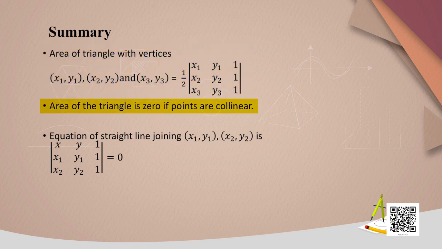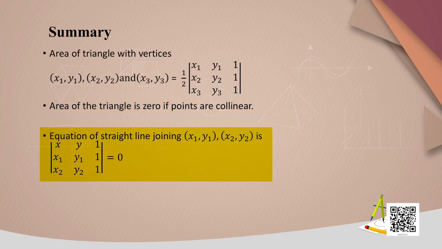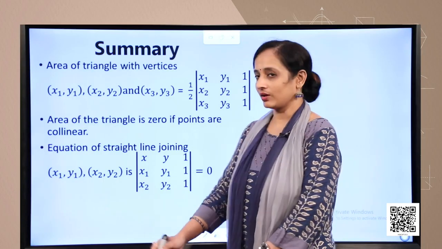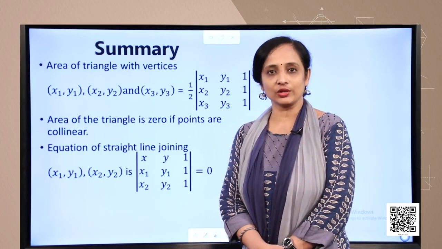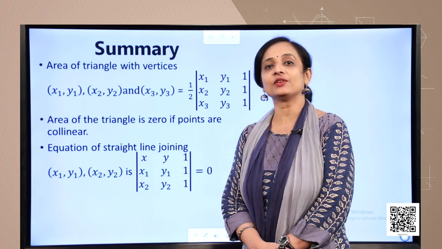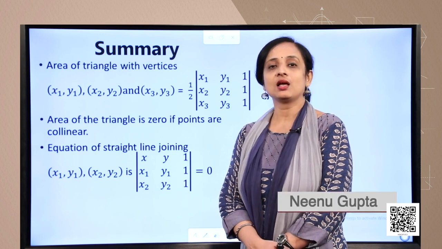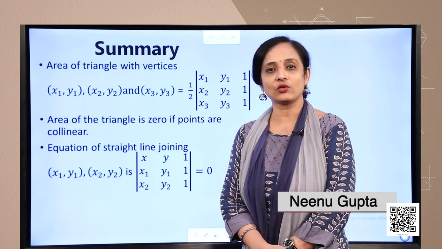Area of triangle becomes 0 if points are collinear. Equation of straight line joining 2 points x1 y1 and x2 y2 can be written as xy, x1 y1, x2 y2, write 1 in column 3, equate it to 0 and you will get the equation. So, this is all about determinants, how to evaluate it, how to apply it in finding equation of straight line, how to use it in finding area of triangle.